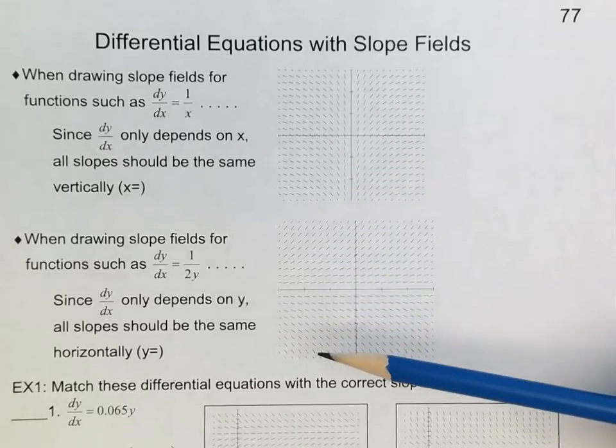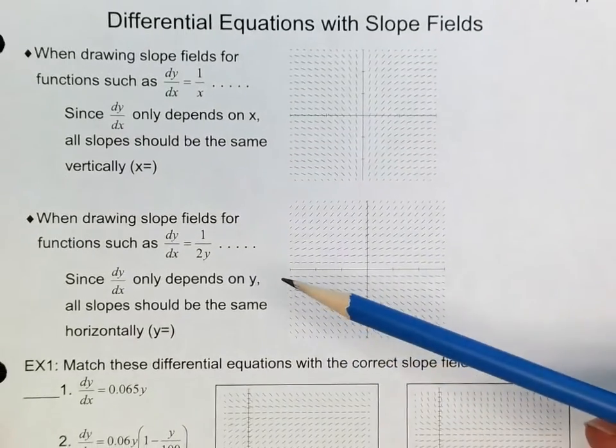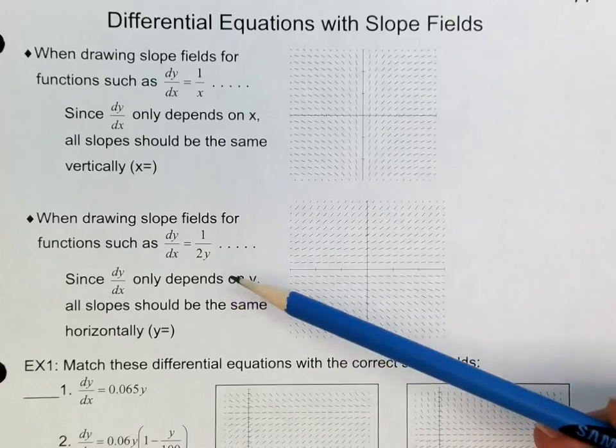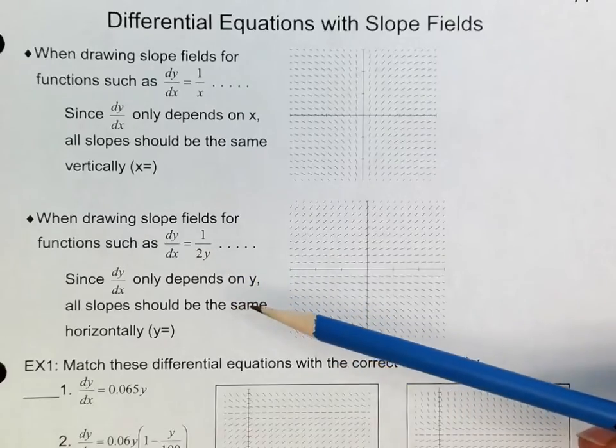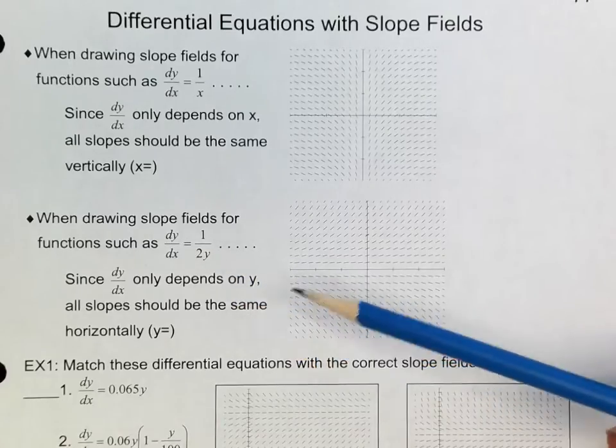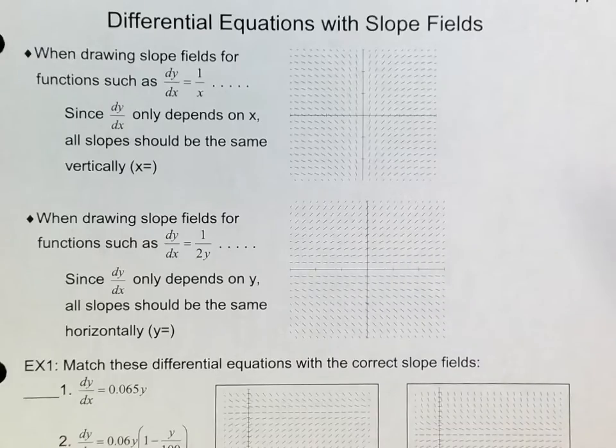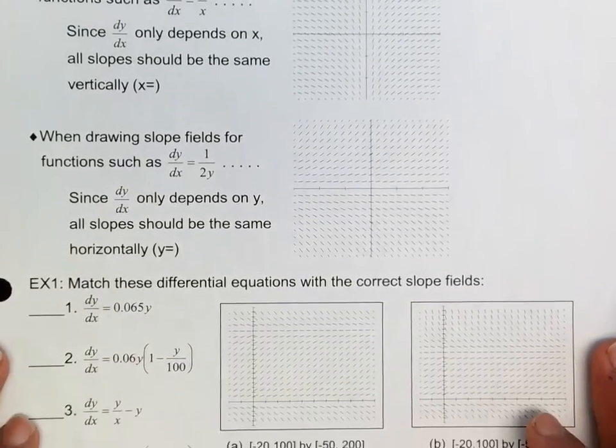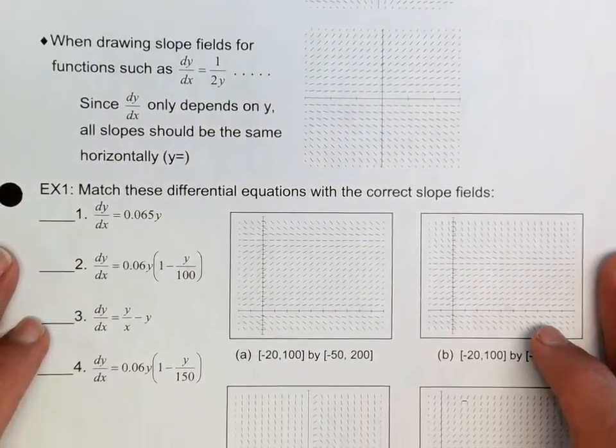Now, you also had one like this in the homework. If you have a derivative that only depends on y, such as this one, then all the slopes should be the same horizontally. So horizontally, they should be parallel if you're looking at them horizontally. So the slope should be the same. Okay, so hopefully you notice some of that.